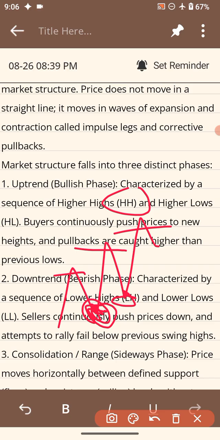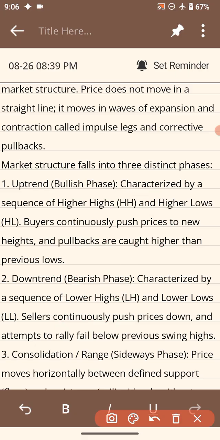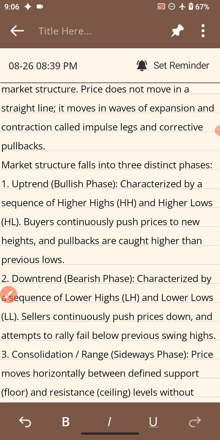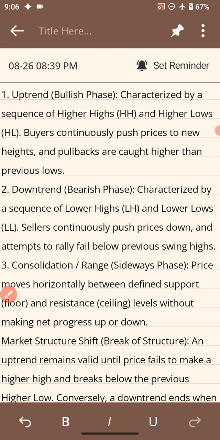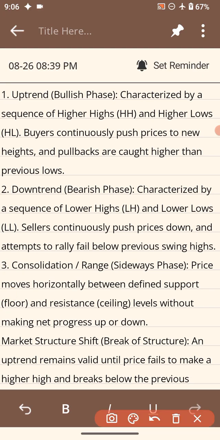Okay, so these are the lows underneath, and this is a very, very indicative example of what we are teaching. So then for the downtrend, this is where we are currently reading at.